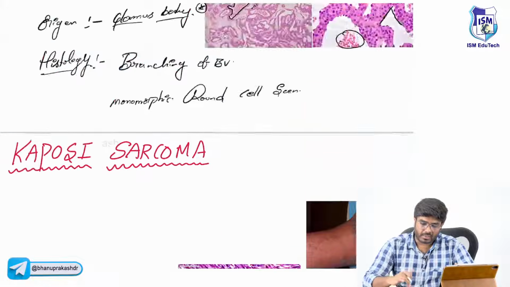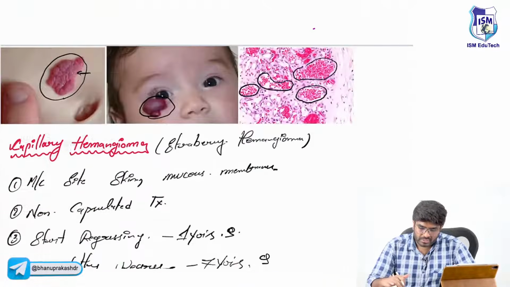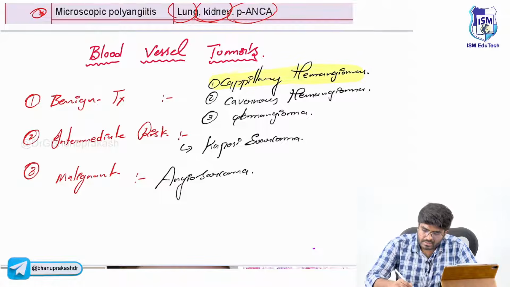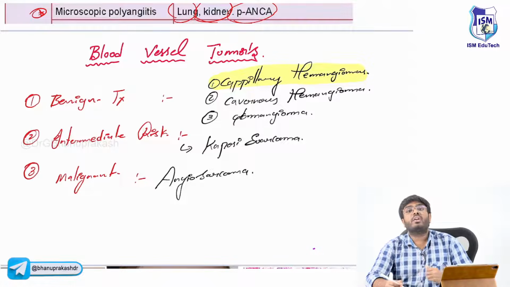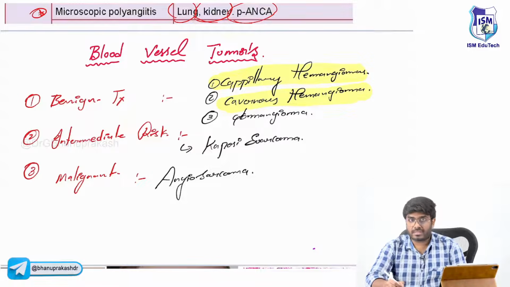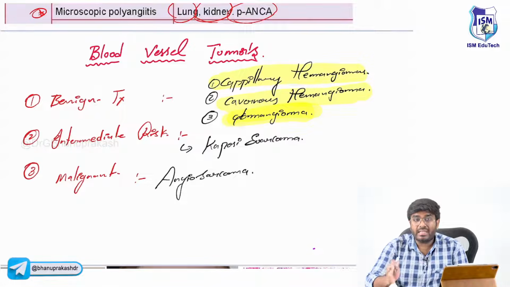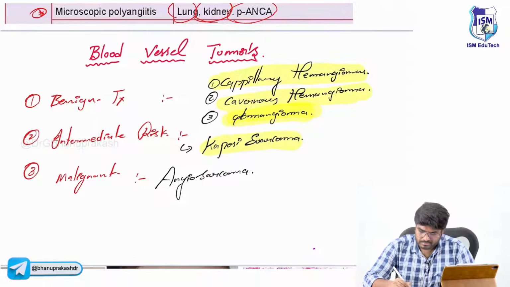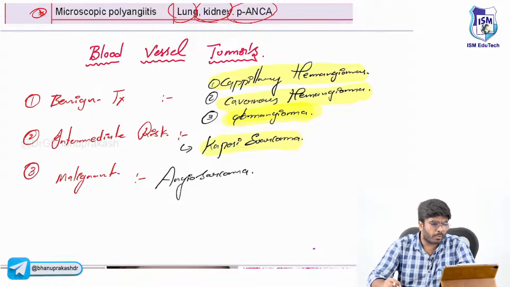After this, we have completed the benign tumors. The 3 benign tumors are completed. I have shown you 3 benign tumors. What are they? Capillary hemangioma, or the strawberry hemangioma, which will undergo regression by 7 years of age. Cavernous hemangioma, which will never undergo regression, associated with von Hippel-Lindau syndrome. And glomangioma, the nail bed tumor. 3 conditions completed. Now we have to discuss Kaposi's sarcoma, sir.